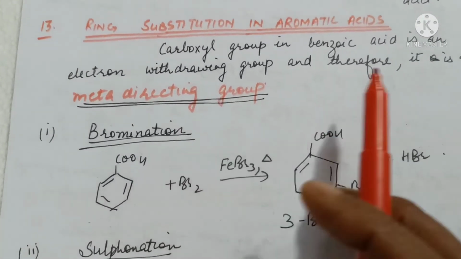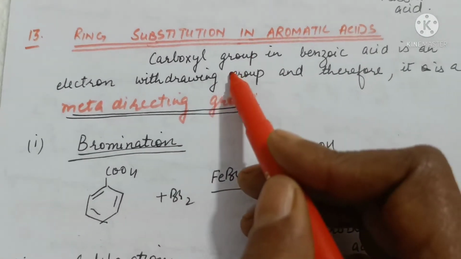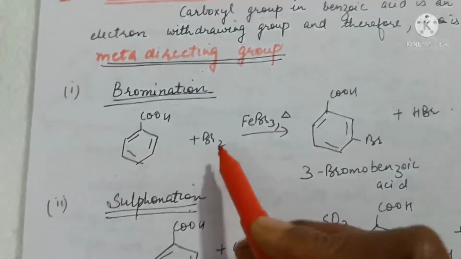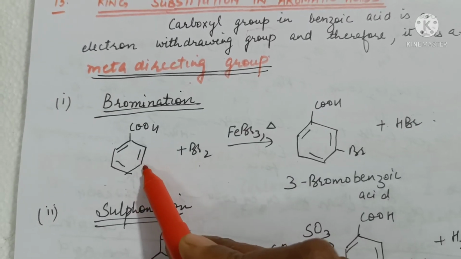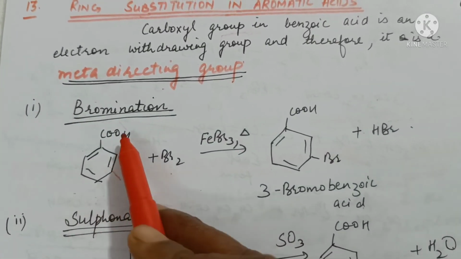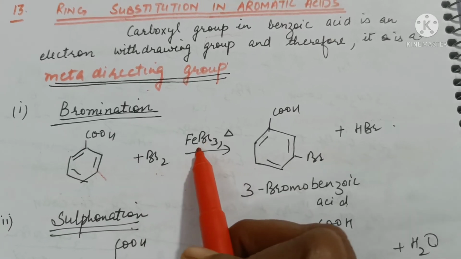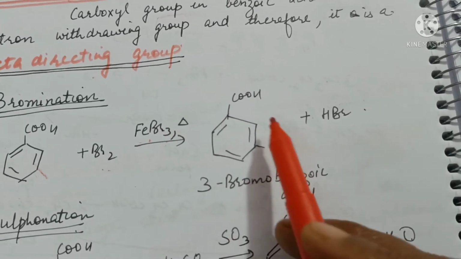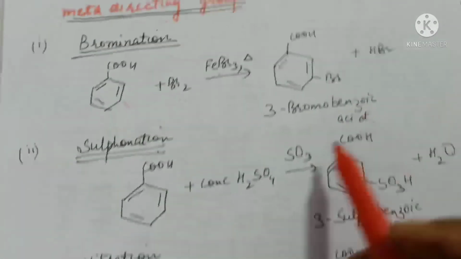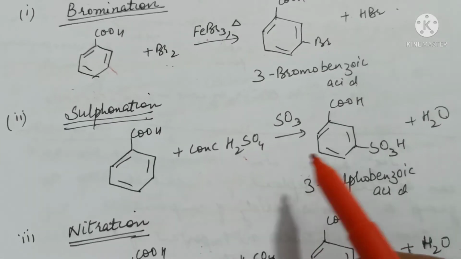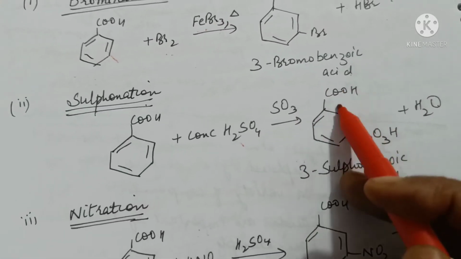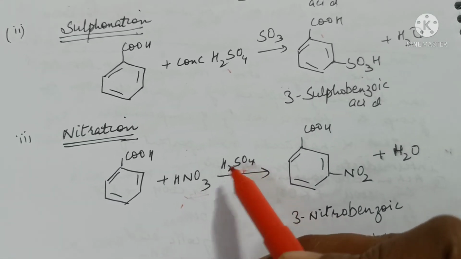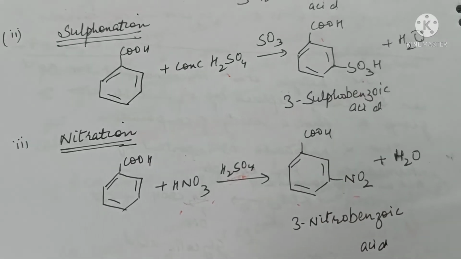Then ring substitution can also occur. The carboxylic group is electron withdrawing in nature, so it will be a meta-directing group and the atom will be directed to the meta position of the carboxylic acid. So when benzoic acid is reacted with bromine in presence of Lewis acid, ferric bromide, and heated, 3-bromobenzoic acid is formed. Similarly, on reaction with sulfuric acid, 3-sulfobenzoic acid is formed, and on reacting with nitrating mixture of nitric acid and concentrated sulfuric acid, 3-nitrobenzoic acid is formed.